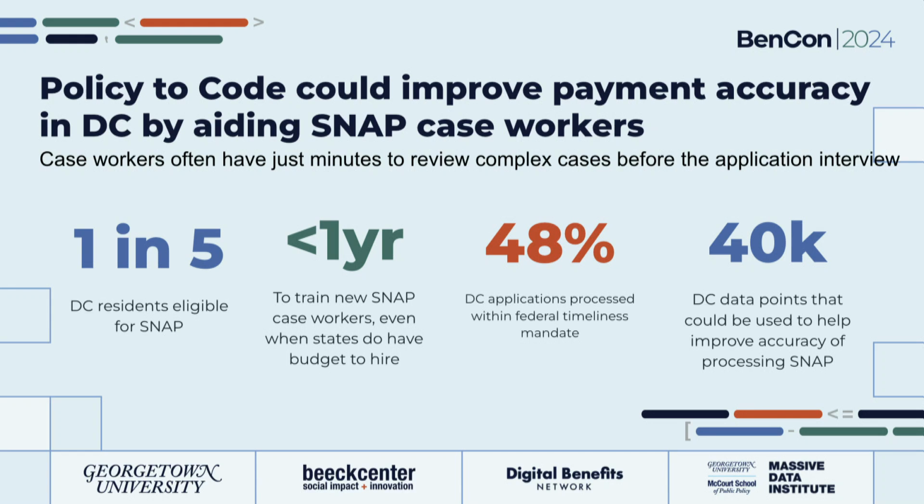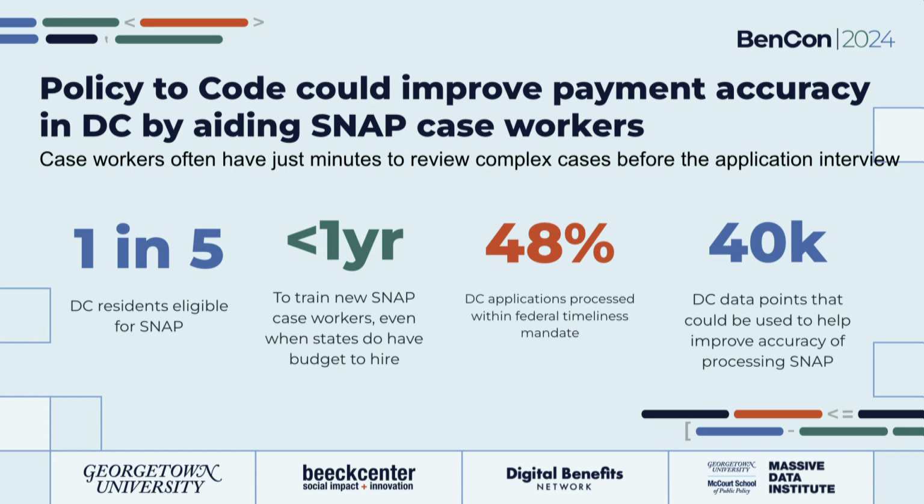Okay, so our project really focused on how we could use something like Policy2Code to improve payment accuracy in DC by aiding SNAP caseworkers. We all know SNAP caseworkers work really hard, and with 1 in 5 DC residents eligible for SNAP and less than 1 year to ramp up new SNAP caseworkers, it's a very difficult job.